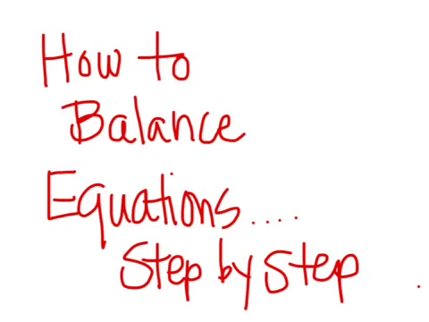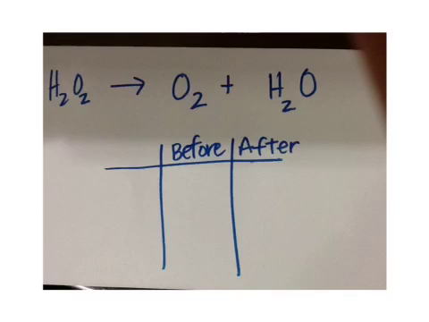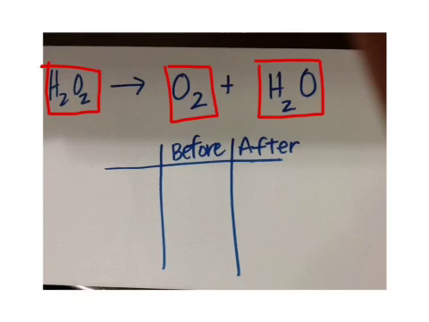This is a recording of how to balance equations step by step. The first thing you do is box your formulas. So we need to draw a box around each of our formulas. In this equation we have 3 formulas. We have 1 on the left side in the reactants and 2 on the right side in the products.